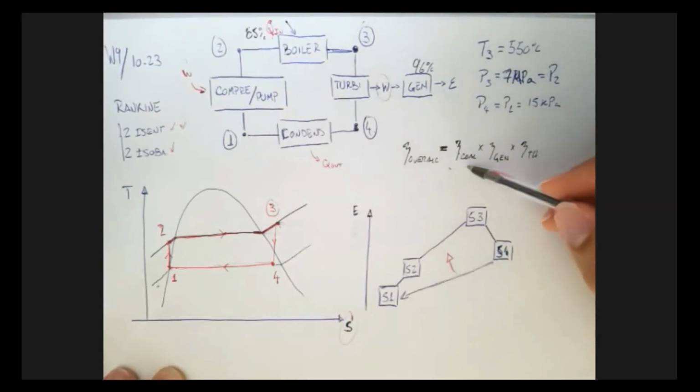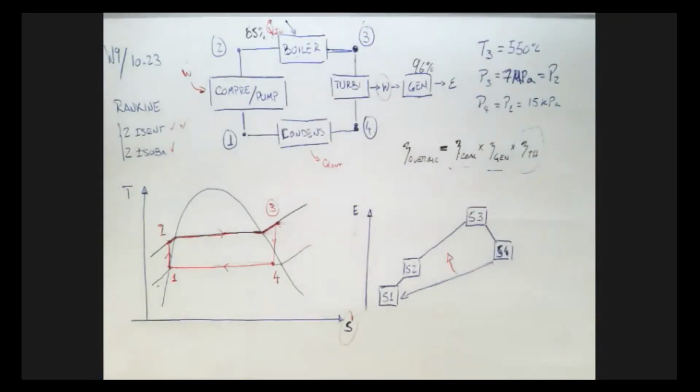We have this 85%, we have this 96%. What we don't have is this guy. But we know how to find it, right? We can do Q in minus Q out, or we can do work of the turbine minus work of the compressor, either way. So what we need to do is solve this cycle to be able to find the efficiency, to go back, plug this in, and find the overall efficiency of the whole thing.